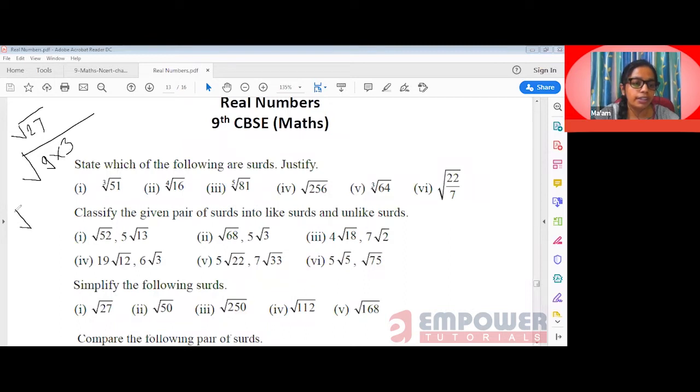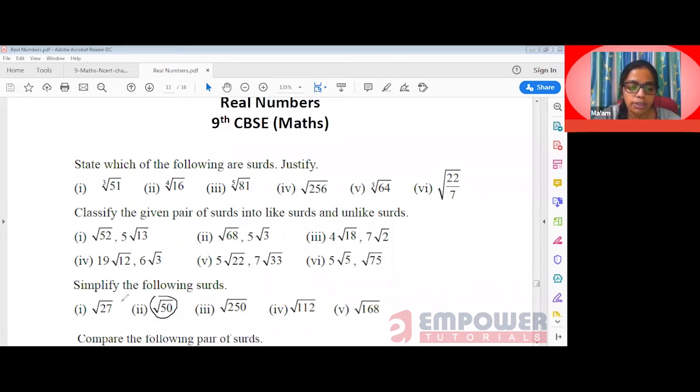So I can write in this form root 9 into root 3. Okay, but 9 is a perfect square, right? So I can write it in this form. So the answer will be 3 root 3. So this is the simplified version of your root 27. So this is how you have to solve. And now tell me the answer of this.